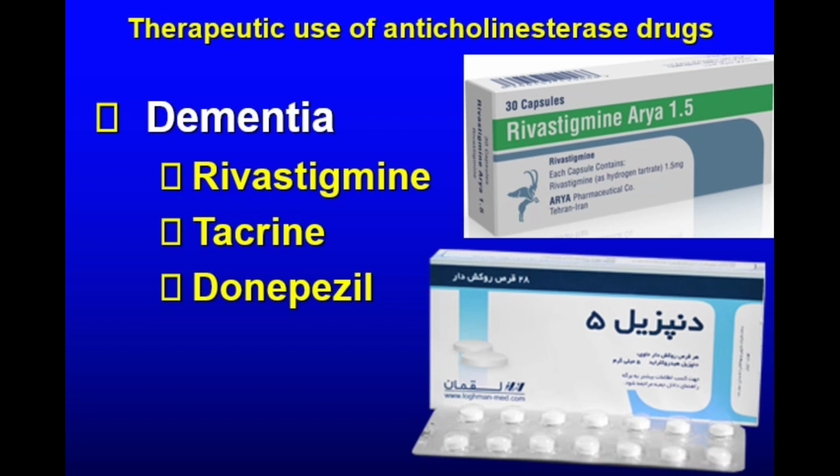Anticholinesterase drugs such as rivastigmine, tacrine, and donepezil that readily cross the blood-brain barrier are used for treatment of Alzheimer's disease. More detail will be given when you have the pharmacology of the central nervous system.